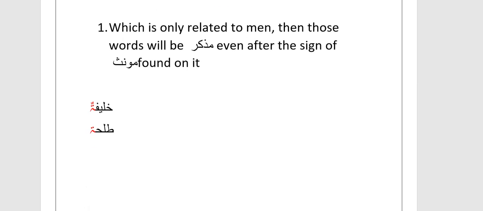What is the reason behind it? Because these two words especially belong to the male category, not female. Khalifa belongs to the male and Talha is a name of a male. That's why these two words with the sign of muannas on them are known as muzakkar, not muannas. That's all in today's lesson for muzakkar and muannas.